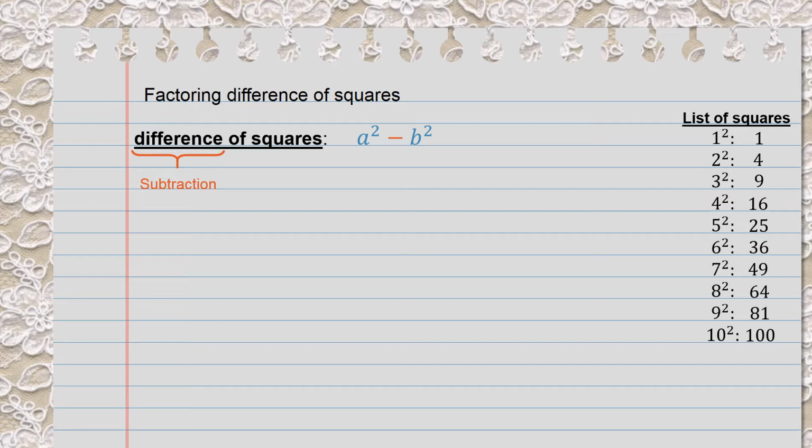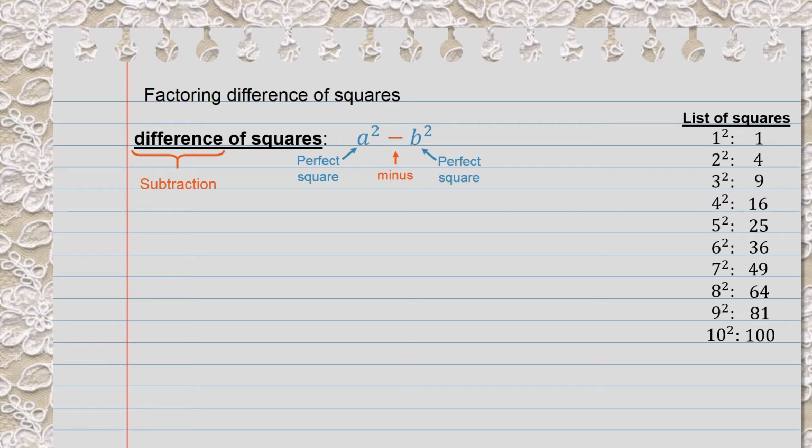So since we've identified these squares, how does this pattern work? Well, the a squared means that value has to be a perfect square. It has to be some value that times itself would give you a squared. Now, b squared has to also be a perfect square. And then we must have the minus sign, because remember, this is difference of squares, so that is a requirement.